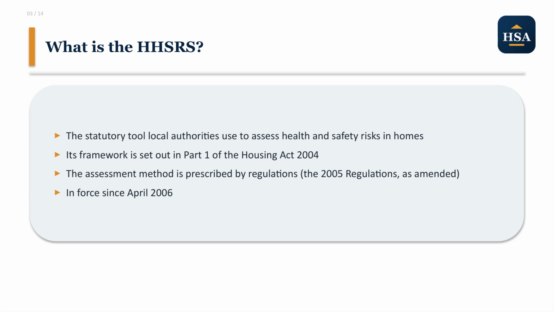The HHSRS, the Housing Health and Safety Rating System, is the statutory tool used by local housing authorities in England to assess the health and safety risks arising from conditions in residential properties. Be precise about the legal basis. Part 1 of the Housing Act 2004 provides the framework, the duties and the powers, while the assessment method itself is prescribed by regulations, the 2005 regulations, as amended by the 2026 Amendment Regulations. The system came into force in April 2006.